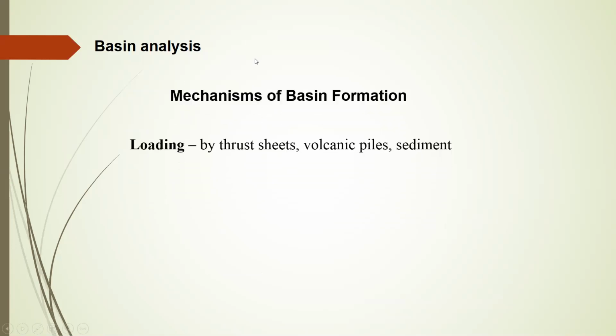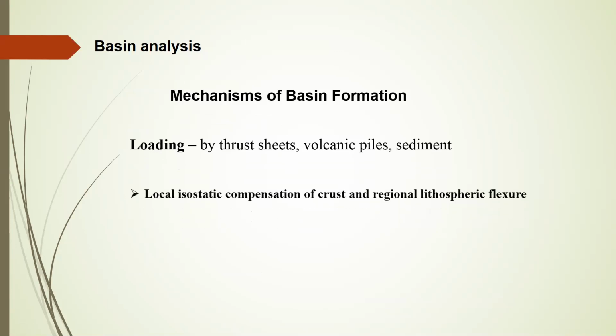Loading by thrust sheets, volcanic piles, and sediments. Thrust sheets are associated with the fold and thrust belt that is called orogeny. In orogeny, most of the mountains have thrust sheets. Volcanic piles: in previous times in Pakistan, when we had volcanoes, the volcanic piles were found on the surface of Pakistan. Local isostatic compression of crust and regional lithospheric flexure.